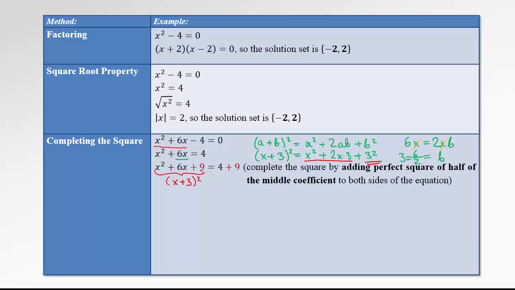Let's look at it again. How did we come up with this number? We took half of the middle coefficient, which in our example turned out to be 3, and then we squared it, because the perfect square formula calls for squaring the b, right? So half of the middle coefficient and square it. That's our number. So we complete the square by adding perfect square of half of the middle coefficient to both sides of the equation. That's one approach.